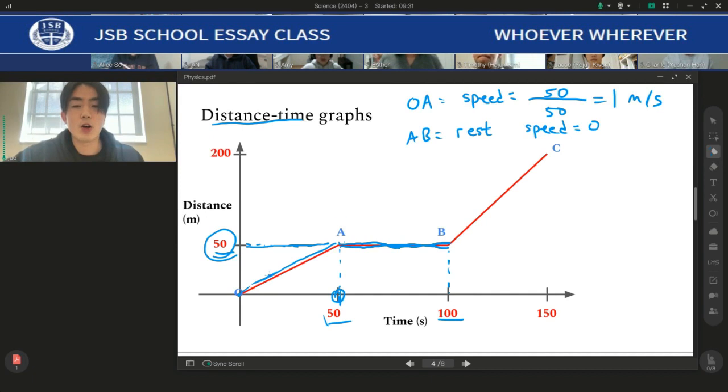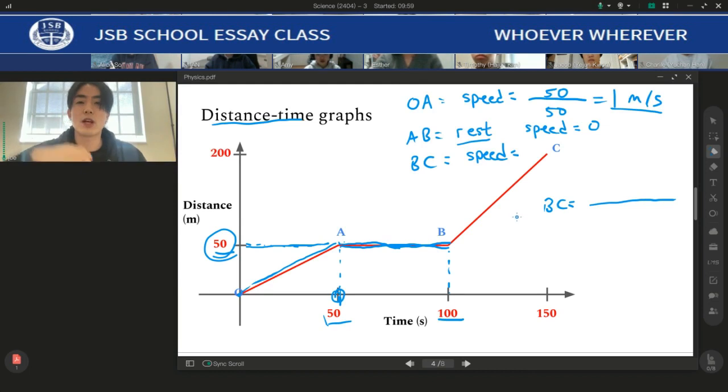Right, so from O to A, the car is moving, speed 1. A to B, car is stopped or at rest, speed 0. Let's look at B to C. So B to C, what's happening? Well, obviously it's moving upwards, right? So it means the car is now moving again. So if it's moving again, we can work out speed again. Speed is distance divided by time, right?